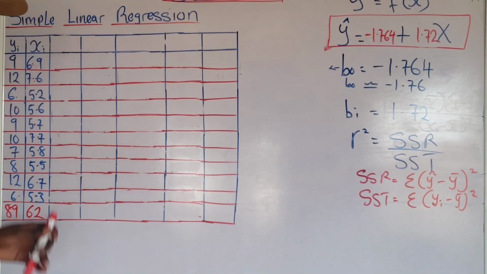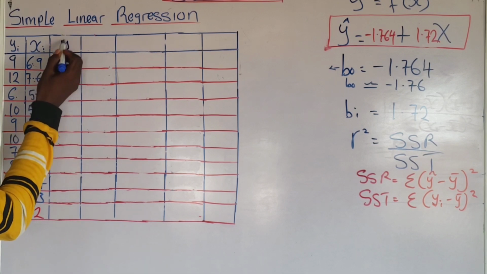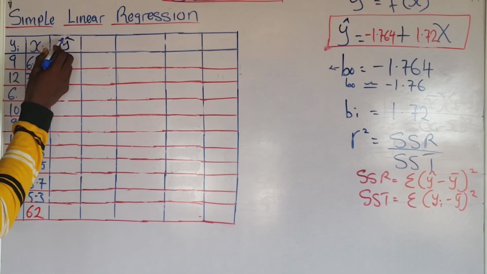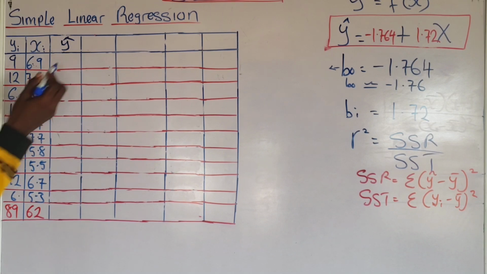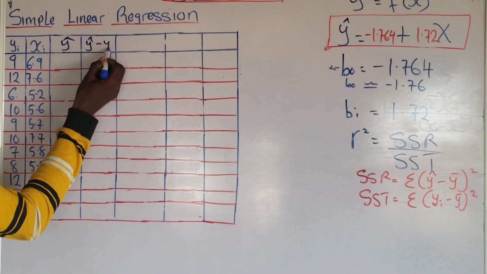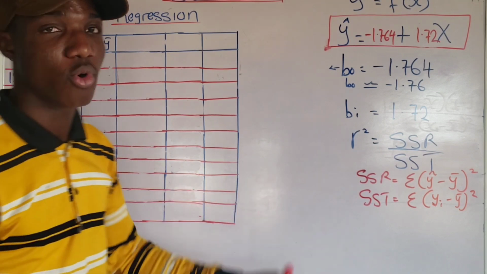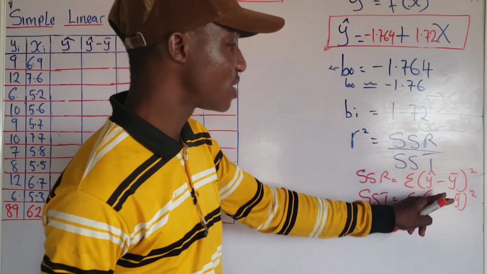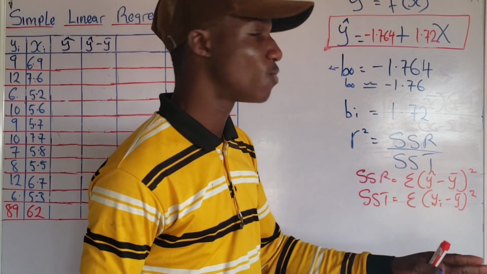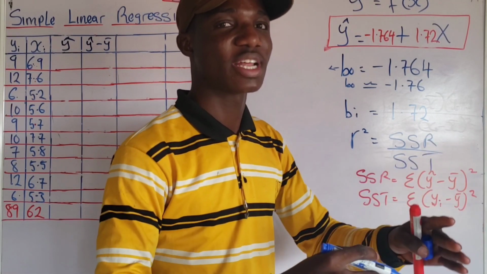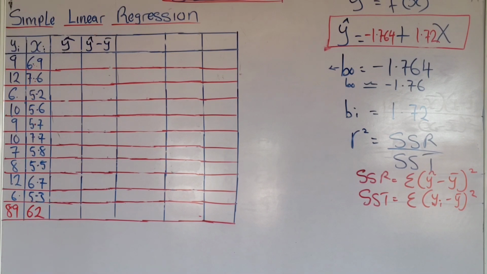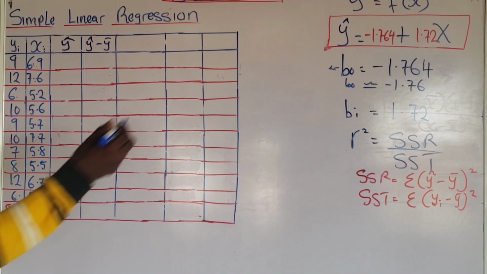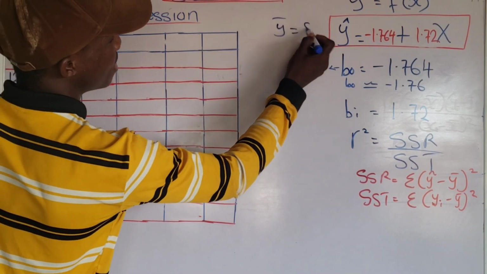So here I'm going to have the predicted value of y. Then from here I'm going to have the difference between the predicted value of y minus the mean value of y, because according to the formula for sum of square due to regression, I need to take the difference between the predicted value of y and the mean value of y and square it, then sum it together to get the sum of square due to regression. And don't forget that the mean value of y that we calculated is 8.9.